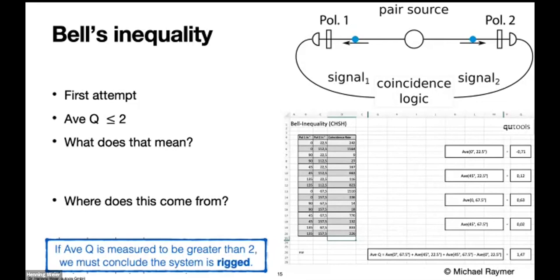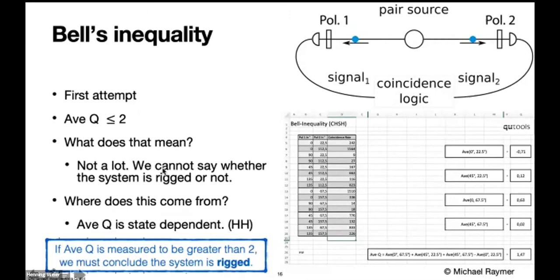Okay, so the first thing is, if we know that something strange happens if the value is greater than 2, then if it's not greater than 2, the logic tells us that we can't say that something else is going on. So nothing much has come out from this experiment. And what Professor Raymer also told you about why this could happen is that this average Q is state dependent.